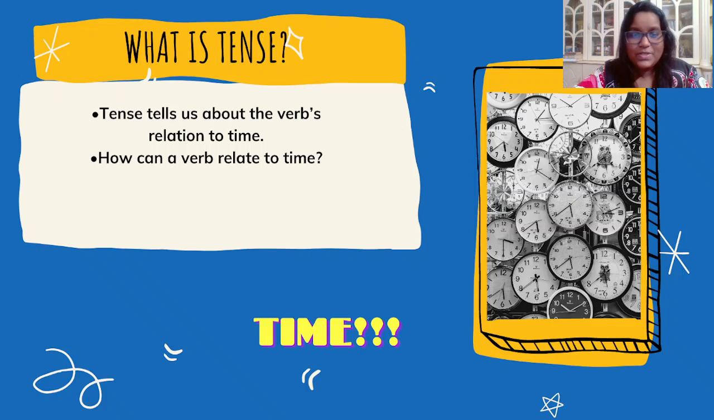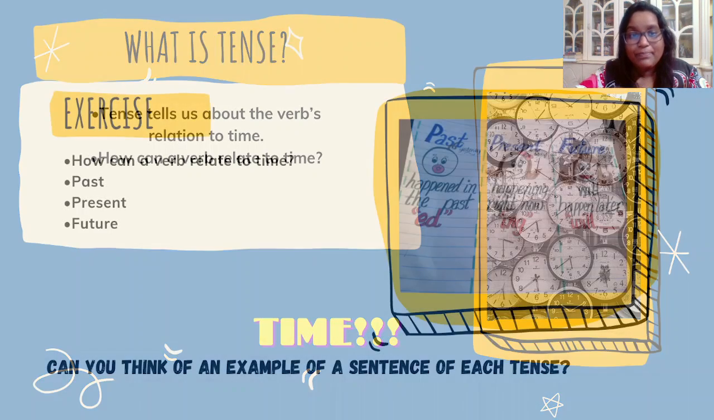So now let's come to the topic of what is a tense. Tense is just an element of a verb. You know that a verb is any word, so in this particular word, tense is just an element. Now tense tells us about the verb's relation to time.